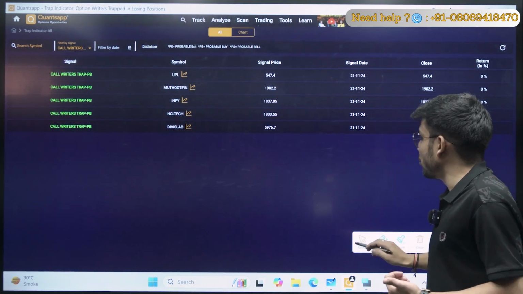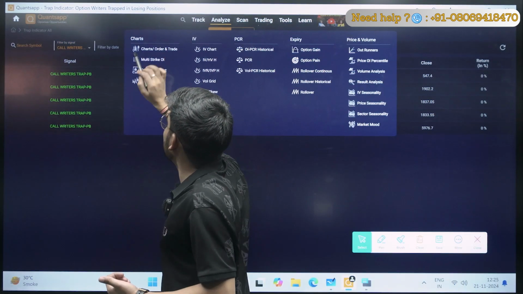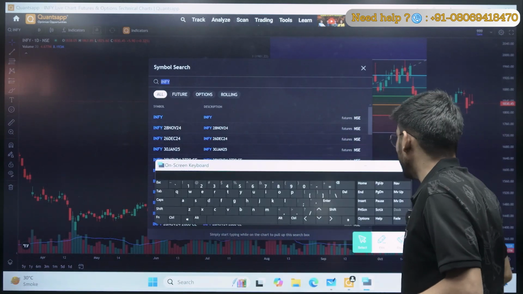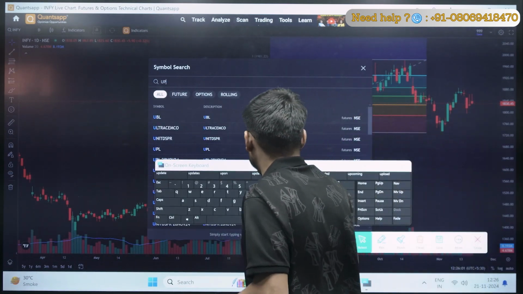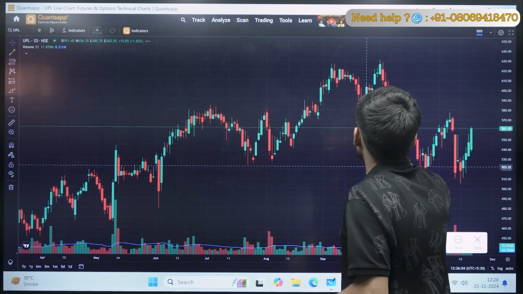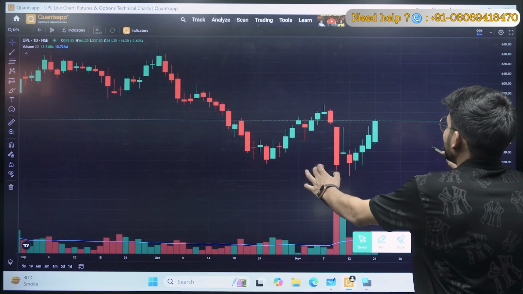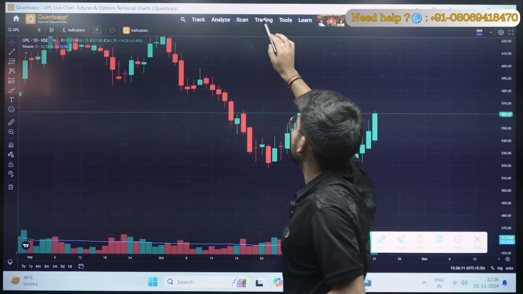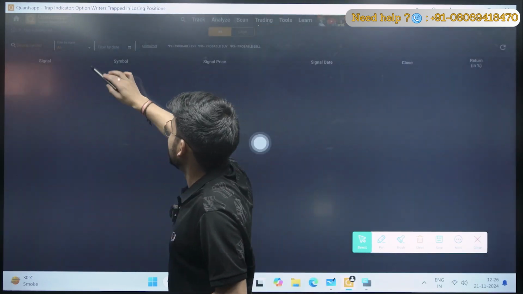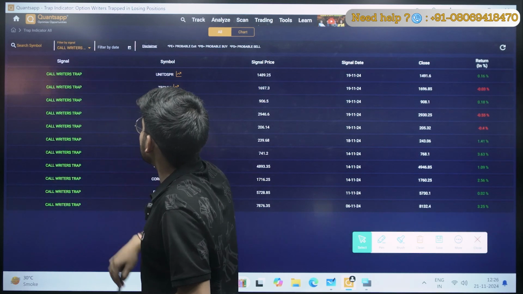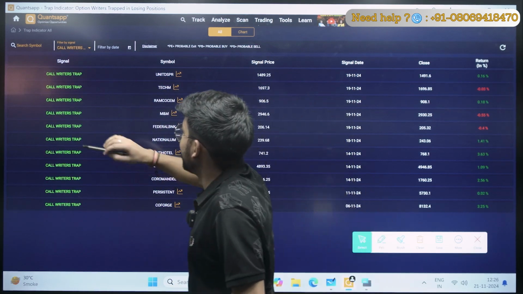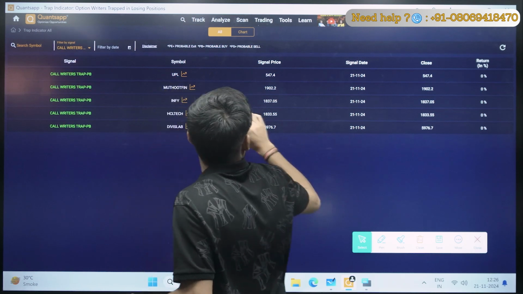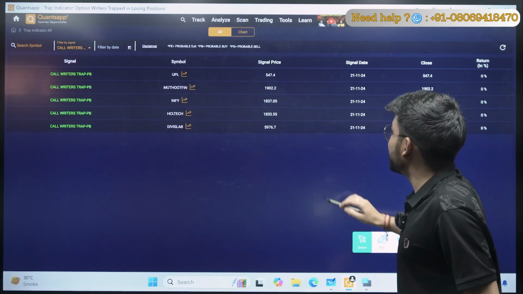So let me open UPL now. In the analyze section I will open UPL from here. Let's see where UPL is trading right now. So this is the chart of UPL, and you can see currently it is trading at 561. The closing price is 560 or 561. In the trap indicator, if I again apply call writer's trap, I will just type UPL. PB, call writer's trap PB, UPL. So it gave me a signal price of 547.